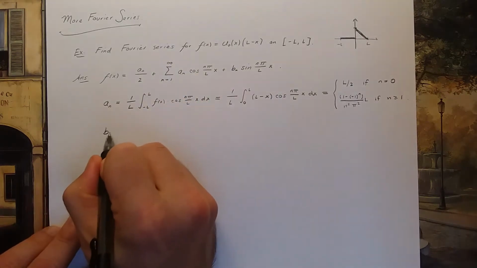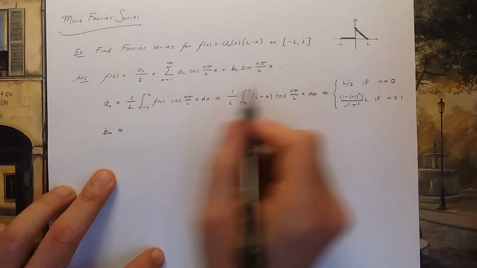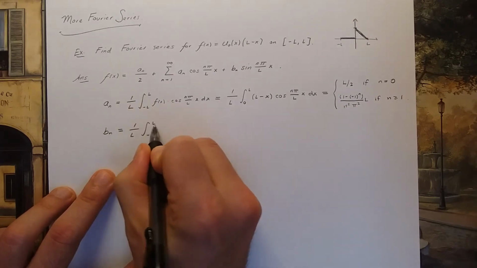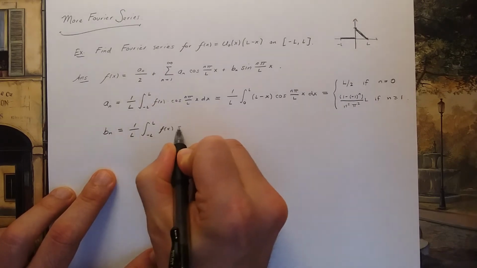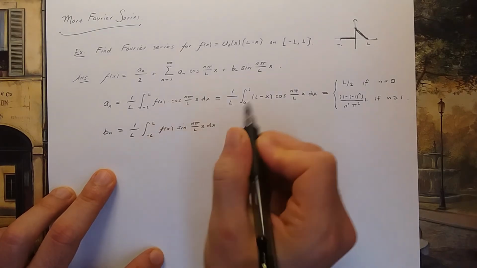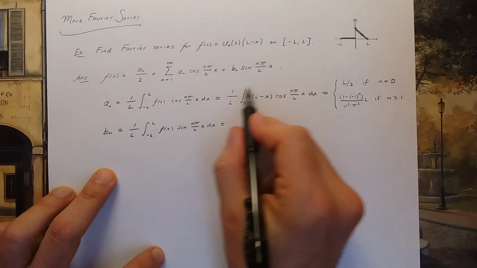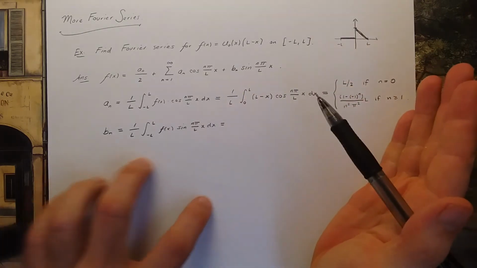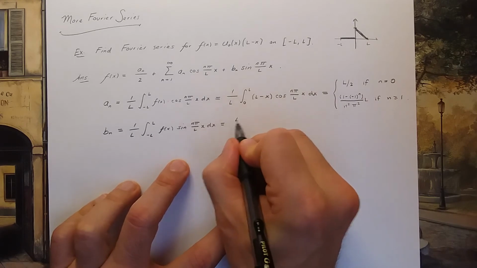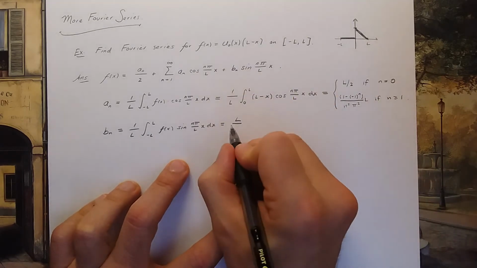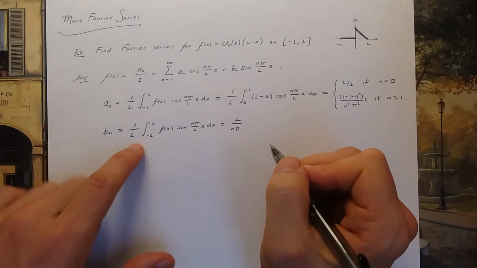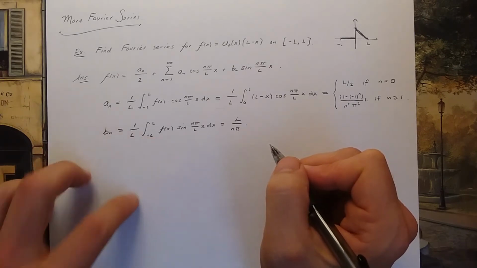Nevertheless, the bn term is a similar calculation. It's 1 over L, the integral from negative L to L, f of x, but this time times sine n pi over L x dx. You can express it this way, then integrate. I integrated before the video began, and I got L over n pi. And that holds for any n 1 or larger.